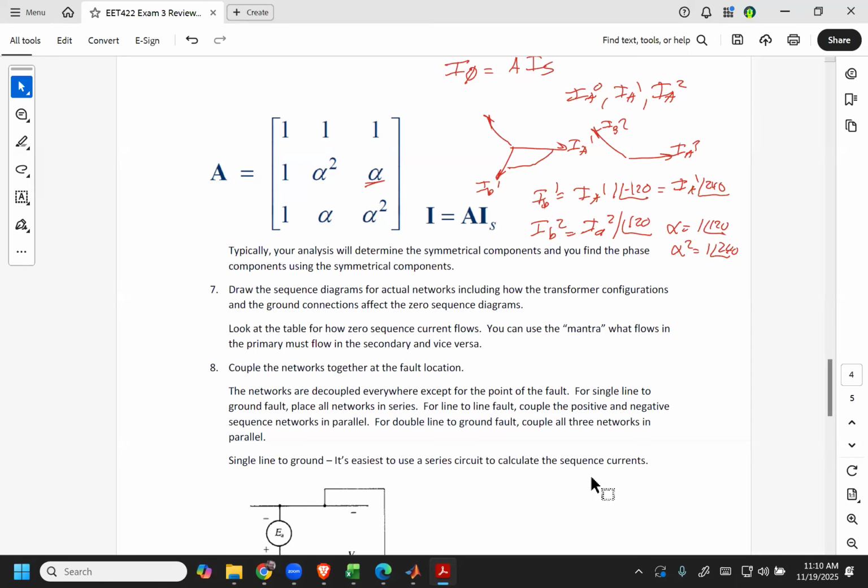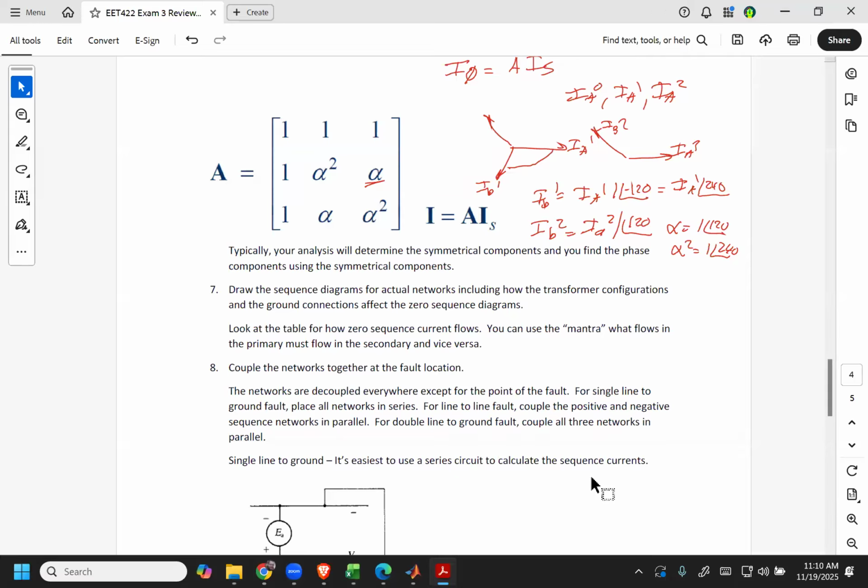And drawing the sequence networks is particularly important for the zero sequence diagram because the zero sequence diagram has to have neutral connections to allow zero sequence current to flow. If we don't have zero sequence current flow, then we can't have any ground. So that's why it's so important when you're building your zero sequence diagram, look at the neutrals and see if you can have zero sequence current flow.